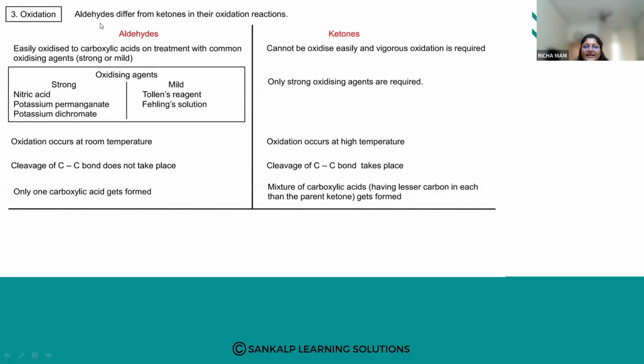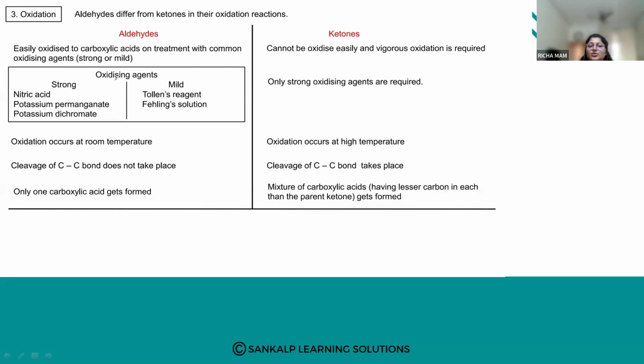So aldehydes and ketones differ in their oxidation reactions. How do they differ? Aldehydes can be easily oxidized. When you do oxidation, aldehydes can be easily oxidized to carboxylic acids.